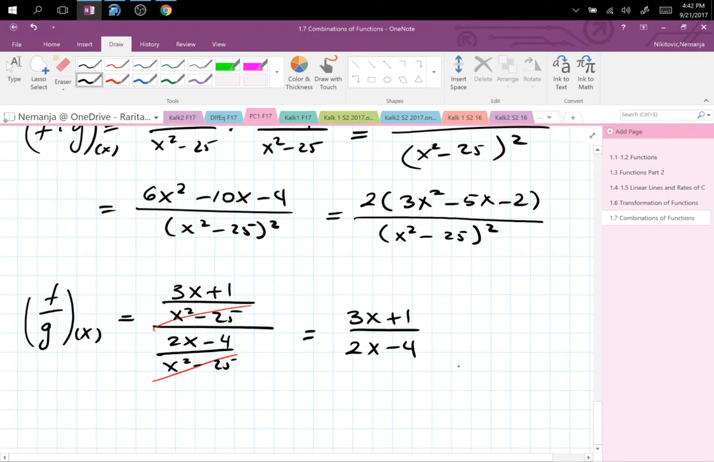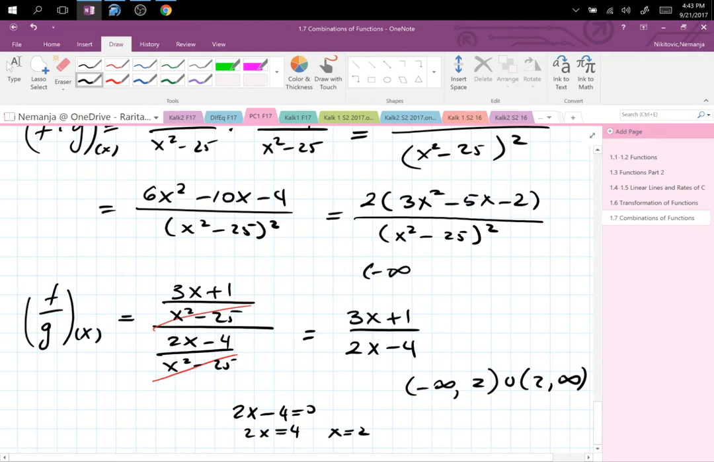So x cannot be 2, therefore negative infinity to 2, union 2 to infinity. Again, we set 2x minus 4 equal to 0, 2x is 4, x is 2. And that's it. Oh, I forgot the domain for this one. Again, the same domain as before, because it has the same structure in the denominator.